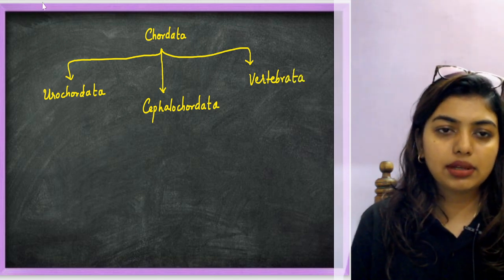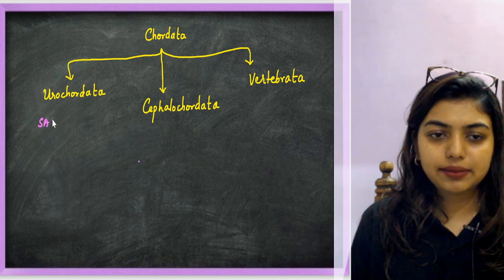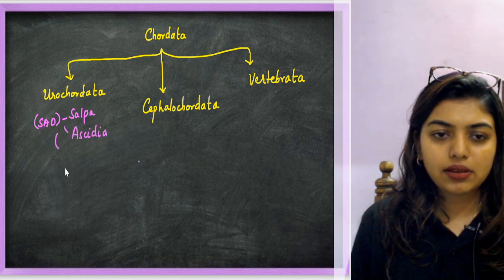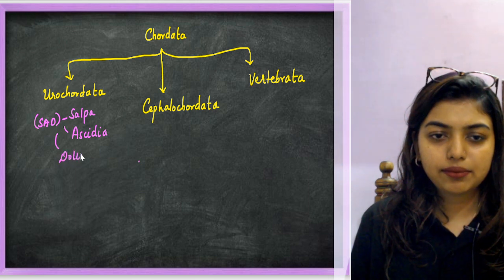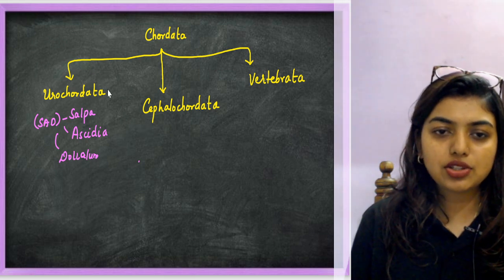Okay, you can remember this one's examples. Let's use another color for examples. As such, that is Salpa, Ascidia, and Doliolum. Okay, Doliolum. Got it? Now, Cephalochordata, what happens here, students?